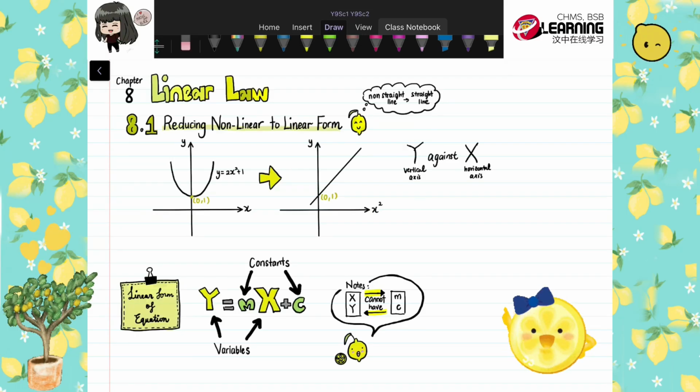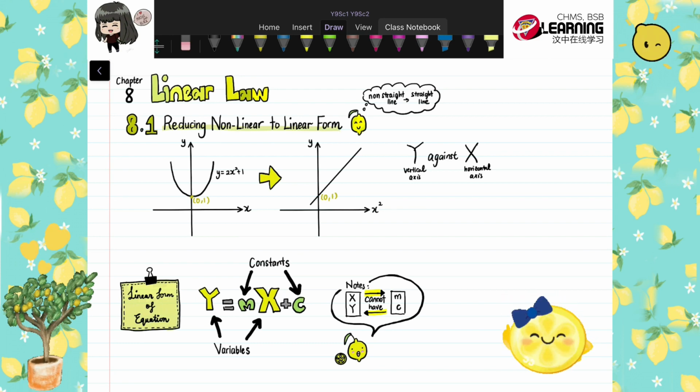Alright, so linear law. The word itself, okay, you already know what is linear, right? It's a straight line. It means straight line. So a linear graph represents a straight line graph. A linear equation represents a straight line equation, right? So this topic is all about making a non-linear or changing a non-linear to linear, right?